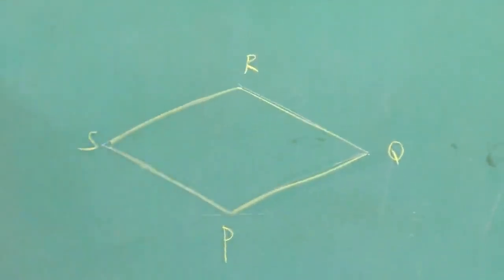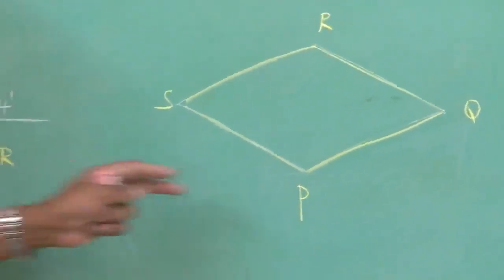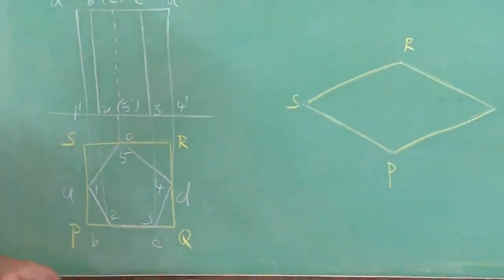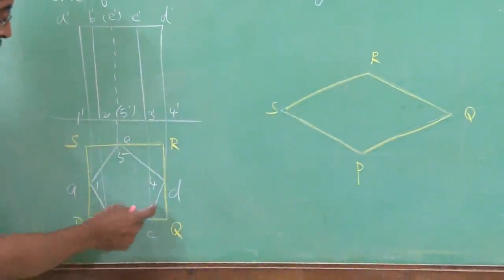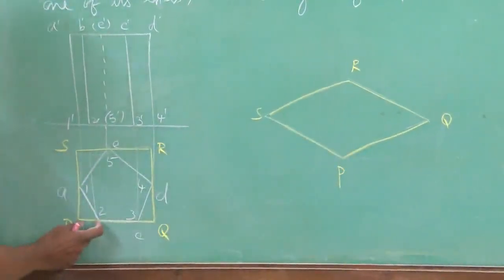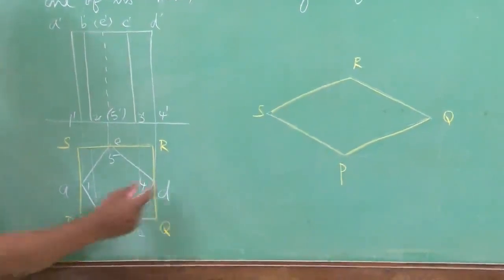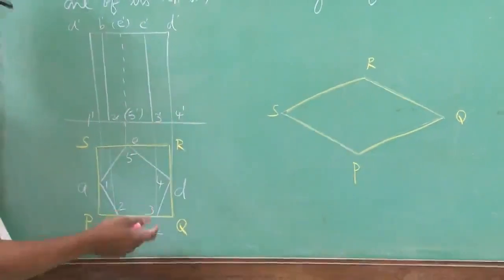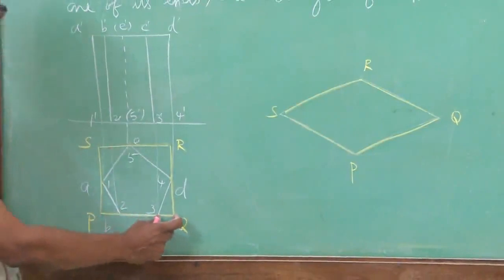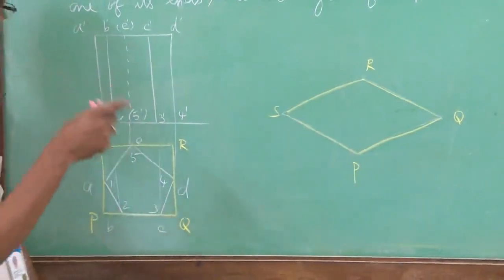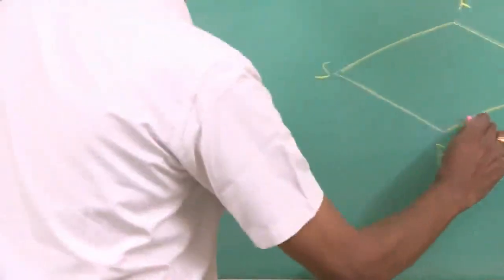PQRS is the enclosing box, right? The isometric view of this enclosing box. Now what we need to do is transfer these points 1, 2, 3, 4, 5 to the isometric view. So measure this distance P2 and transfer it here. Again it's a regular pentagon, so P2 and Q3 will both be the same, so I can measure this distance using a divider and transfer it there.